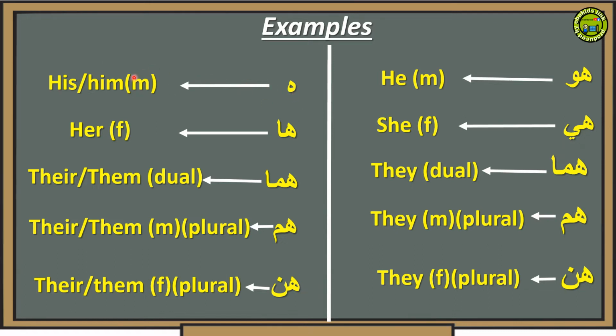Hu means his or him for masculine. Ha means her for feminine. Huma, them for dual. Hum, them for masculine plural. Hunna, them for feminine plural.